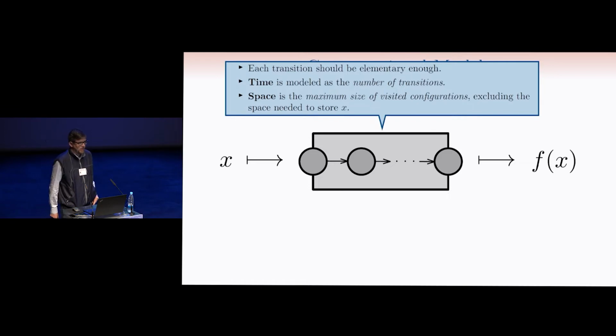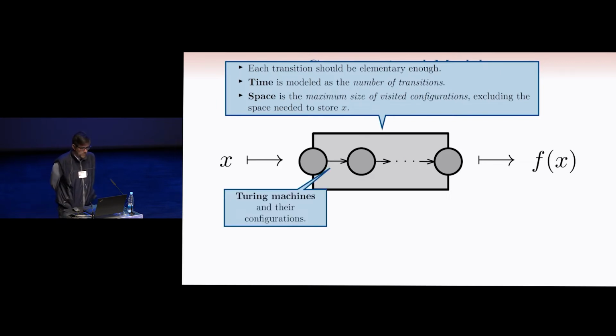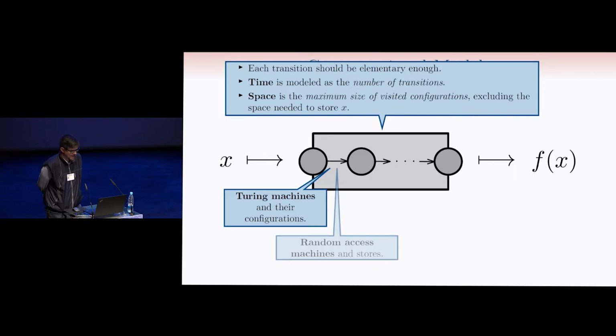The time is modeled as the number of transitions, while the space is modeled as the maximum size of the configurations you encounter along your computation. There are many computational models, as we all know. For example, Turing machines are arguably the standard reference computational model, and in this case, the fact that each step is elementary is, of course, very easy to realize. But we also have different computational models, like, for example, random access machines, which are the reference model for, say, the concrete complexity of algorithms. Nobody studies the complexity of algorithms directly at the level of Turing machines.